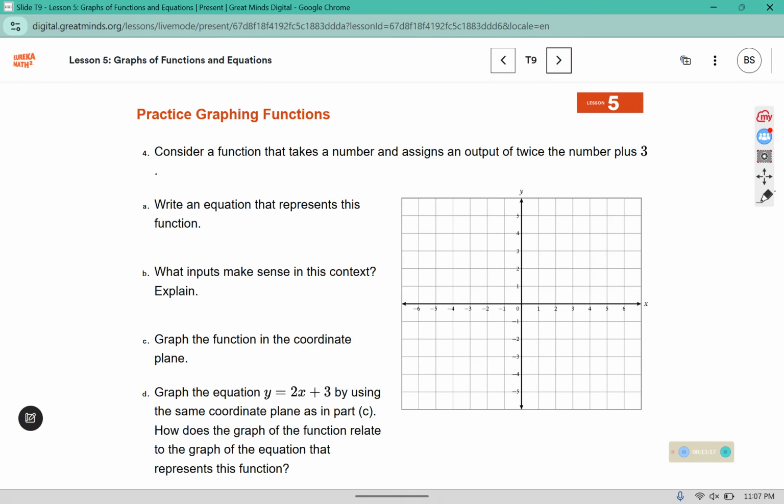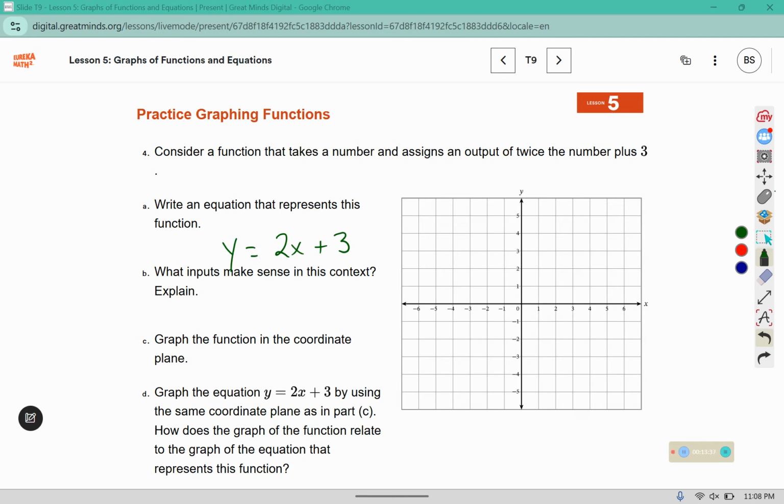Consider a function that takes a number and assigns an output of twice the number plus 3. Write a function that represents this. Write an equation that represents this function. Well, if we're doing twice a number, that would be 2x plus 3.